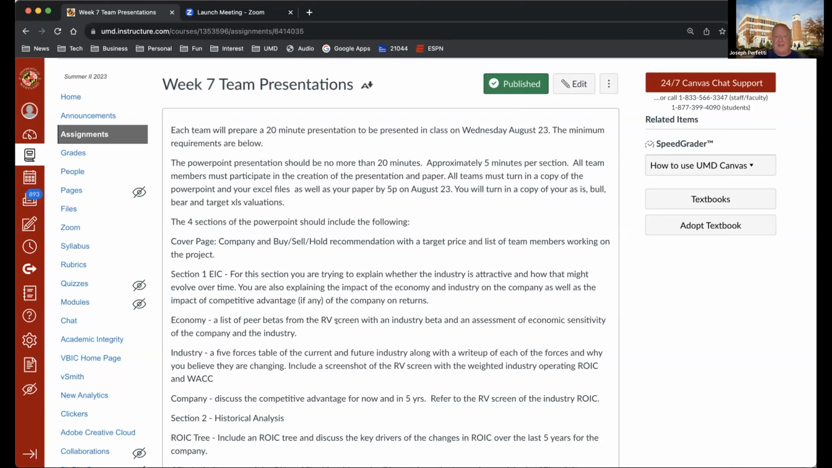Back to the four sections. Approximately five minutes per section. I'm just taking 20 minutes and dividing by four. But the first section is EIC, similar to your EIC homework assignment. What's going to be relevant there on the screenshot side is you should have in your PowerPoint the screenshot of the RV beta, the market's beta, talking about the economy, industry beta and company beta, to talk about economic sensitivity at a minimum. You should also have the spread screenshot in there to decide whether or not this is an attractive industry or non-attractive industry today.